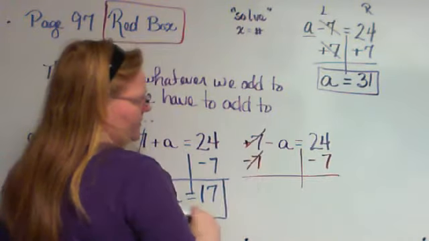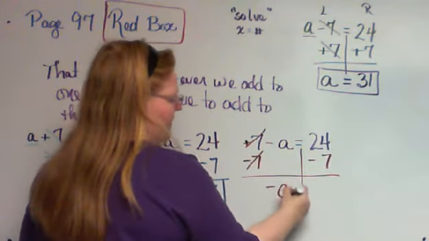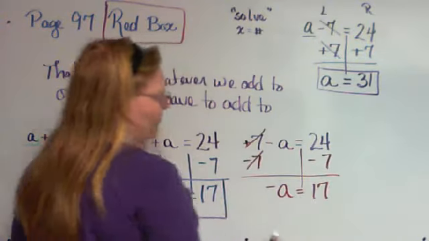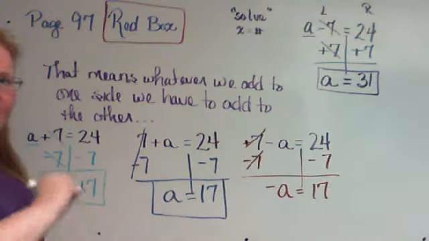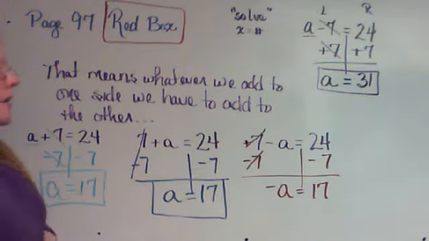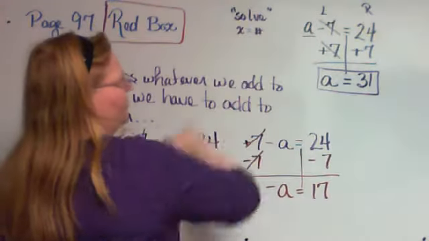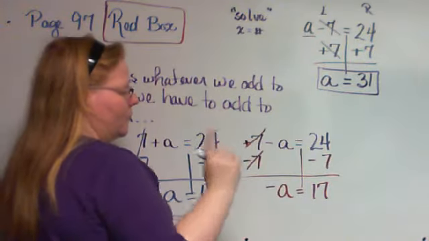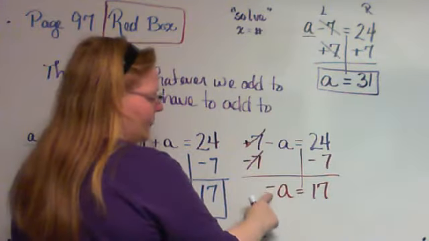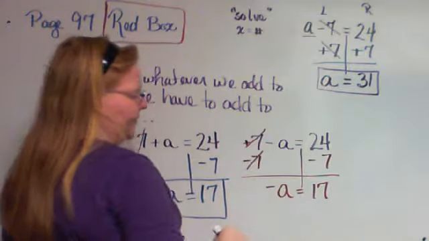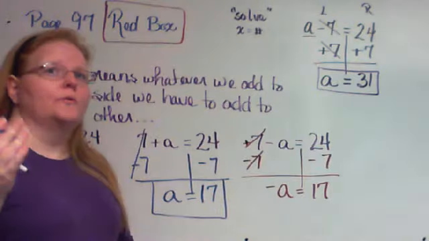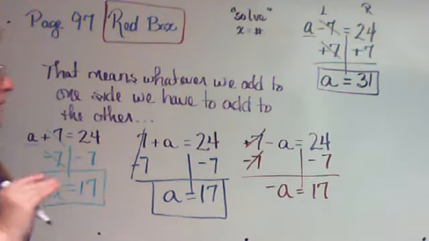My 7's cancel out, and I'm left with negative A this time, equals 17. But that is not done yet, because we don't have a number equal to a letter, or a letter equal to a number. We have a negative letter equal to a number. So I need to get that negative sign gone. Now I know you know how to do it, but I'm going to teach you a faster way, I hope.